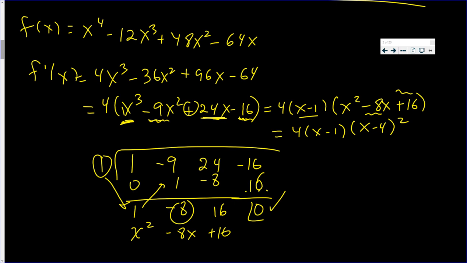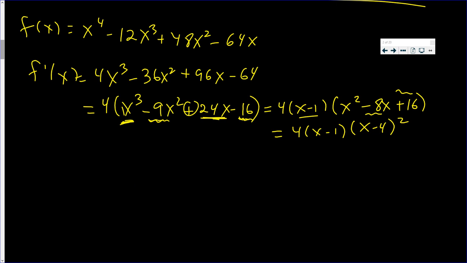Okay, so I'm going to erase this side work. And we're going to say that this equals 0 when either that's 0, or that's 0. And this is never 0. That's 0 when x is 1. And that's 0 when x is 4. Okay. What are the corresponding y values?